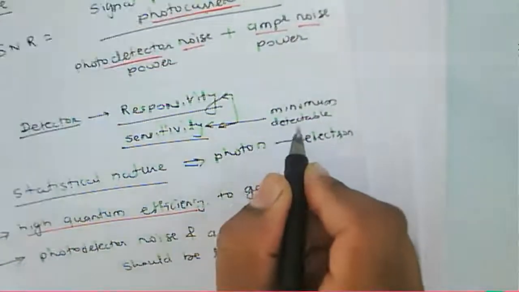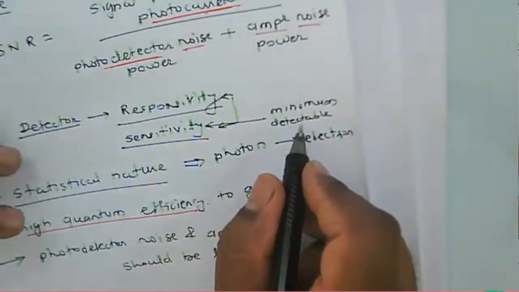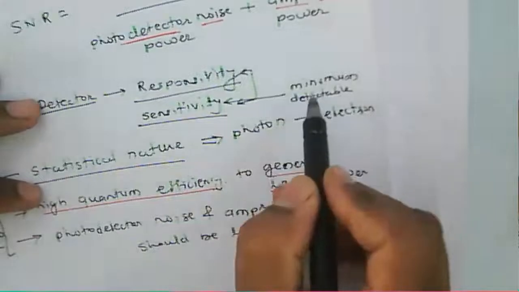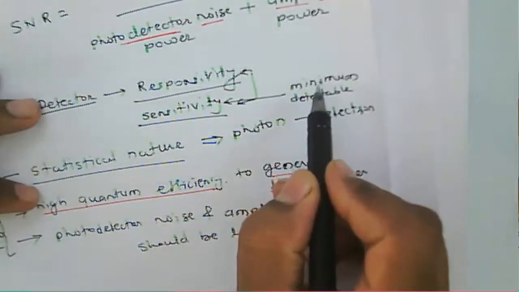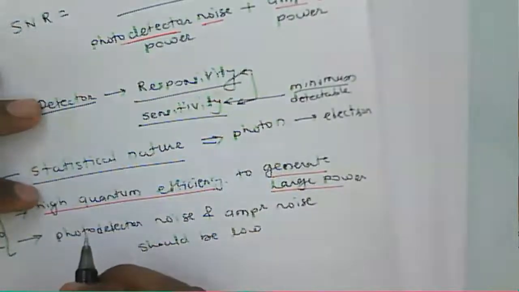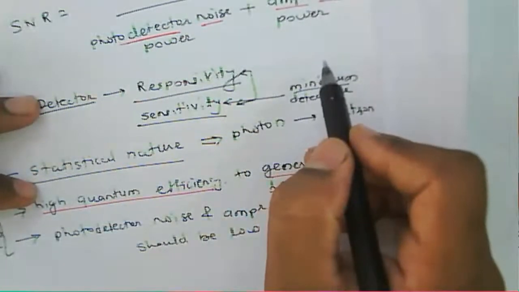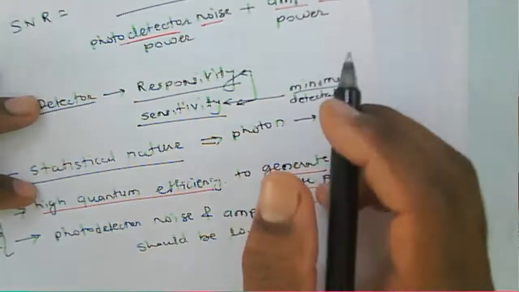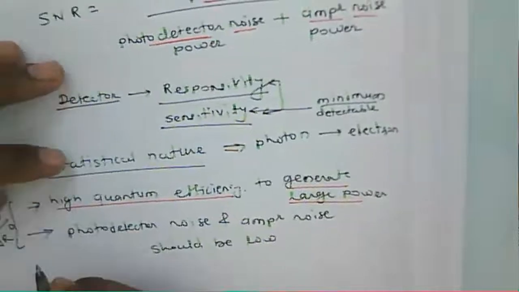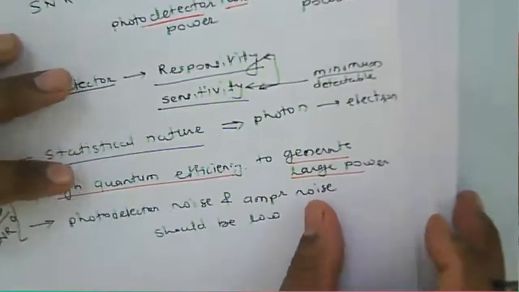It means it will generate a photo current. So the optical power will produce that photo current, even if it is a minimum detectable power. If it is a minimum, then we can say it is part of the noise, suppose. In that case, the magnitude of that particular current will be the root mean square of the total noise current.